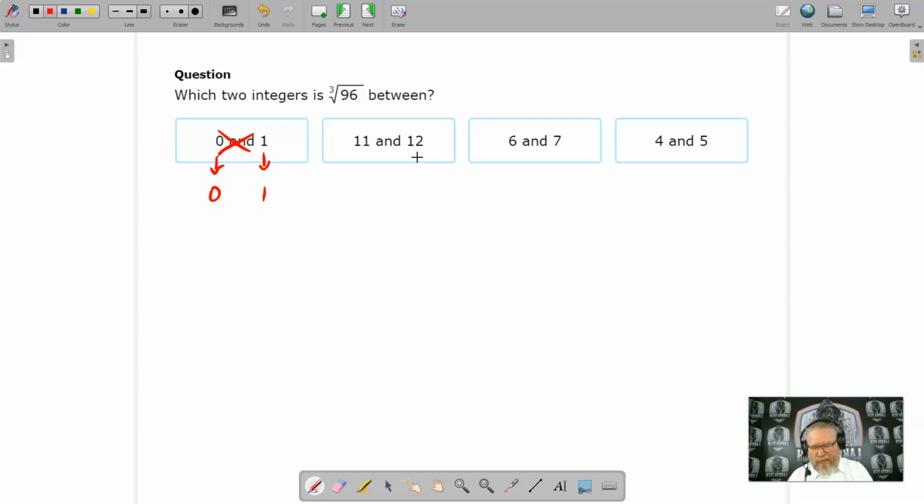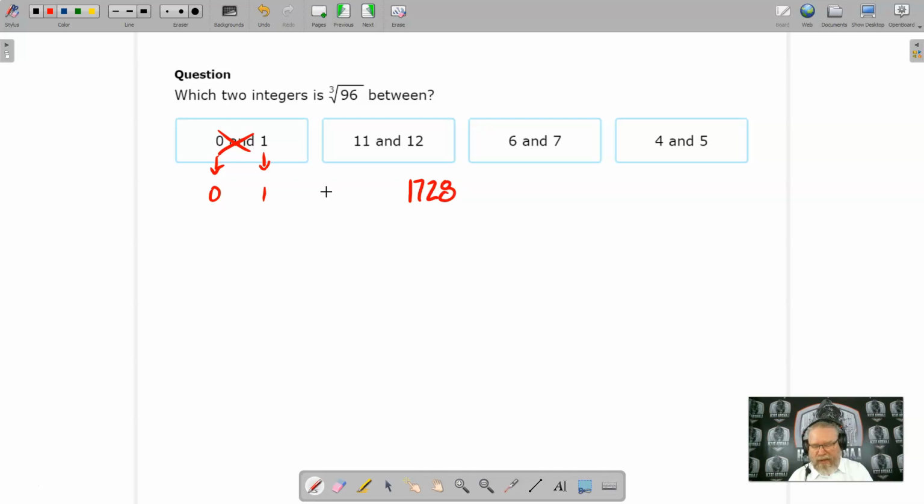So I'm going to do 12. Clear out my calculator here. On my calculator, I'm doing 12 times 12 times 12. And that's going to give me 1,728. So it looks like these numbers are pretty doggone high, right?